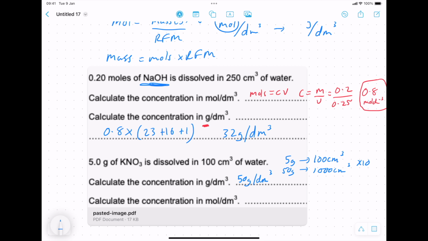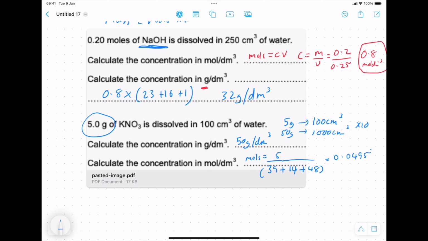Then lastly, calculate the concentration in moles per decimeter cubed. Well, what we've got to do is we've got to turn that into moles. So that's the first thing. So moles is equal to mass over RFM. So the RFM of potassium is 39 plus 14 for nitrogen plus 16 for oxygen. 3 times 16 is 48. So 5 divided by, don't forget brackets on the bottom, 39 plus 14 plus 48 gives us 0.0495. So that's the moles.